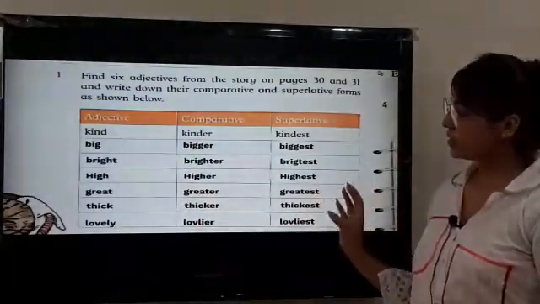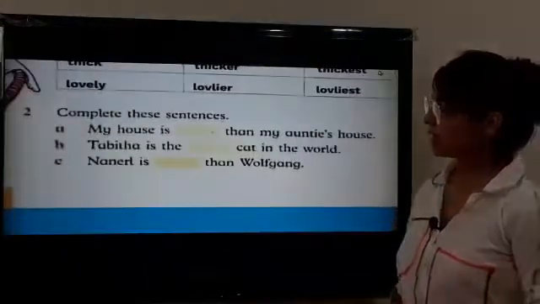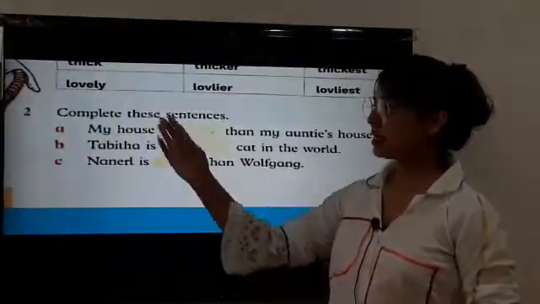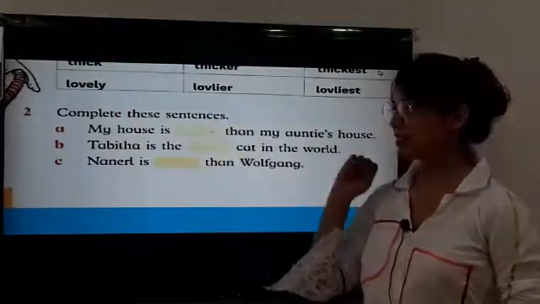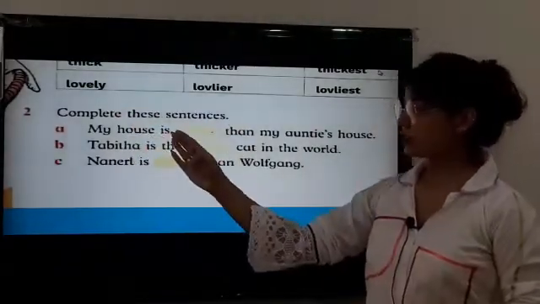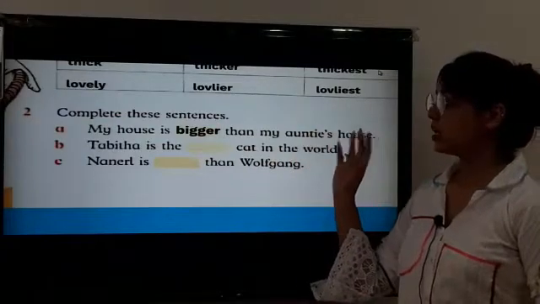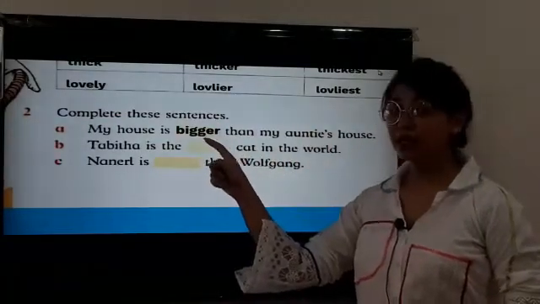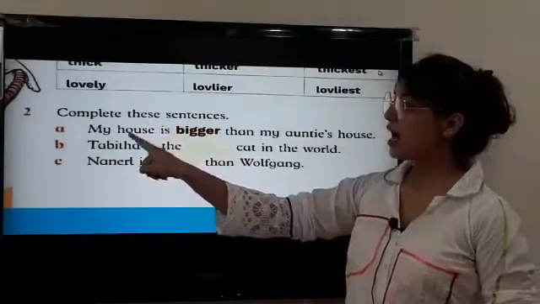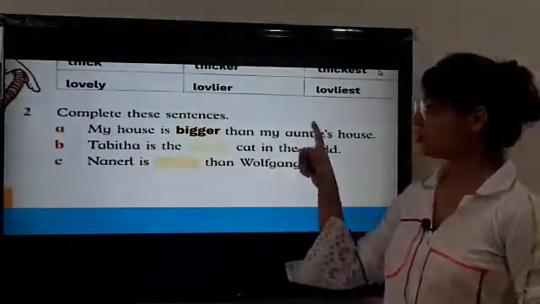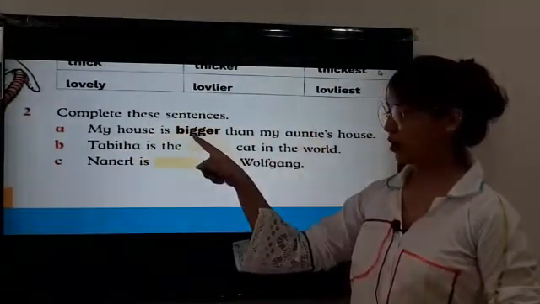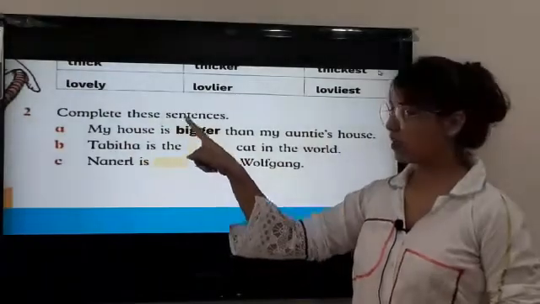Now, moving towards our next slide, that is also the sentences. Complete these sentences. My house is bigger than my aunt's house. Now, why did I write bigger here? Because I am comparing two things. Therefore, I wrote comparative here.